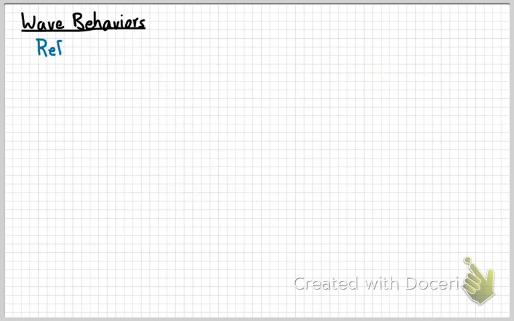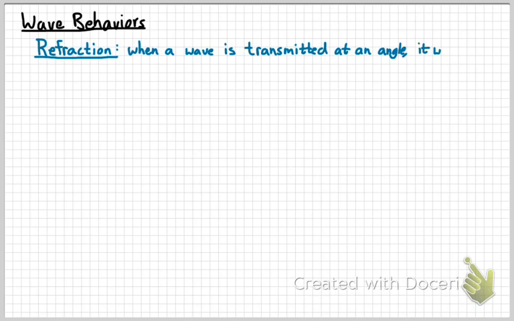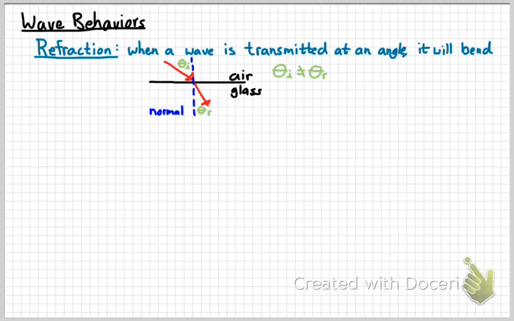More wave behaviors. Remember that refraction is what happens when you transmit a wave at an angle. And again, remember those angles are always relative to the normal. So if light tries to go from air to glass, it's going to be bent. The angle of incidence and the angle of refraction are different. The thing that you need to remember is that the angle is larger for the faster medium.